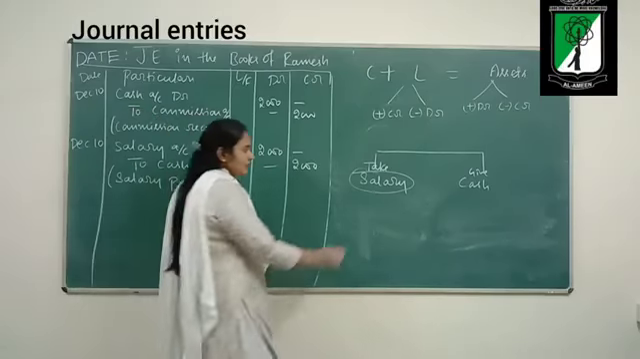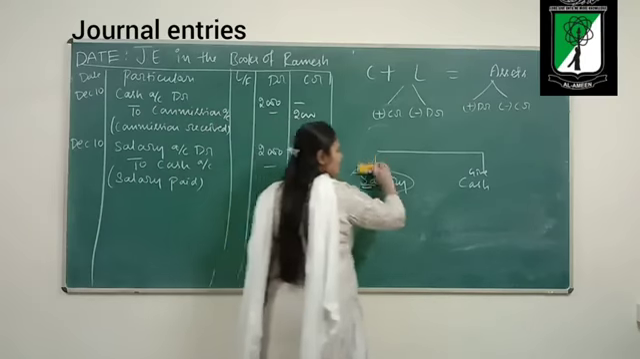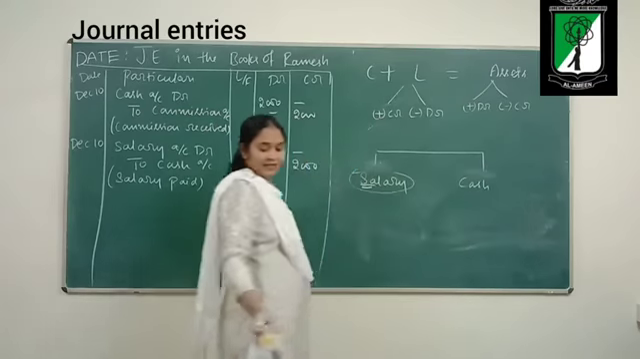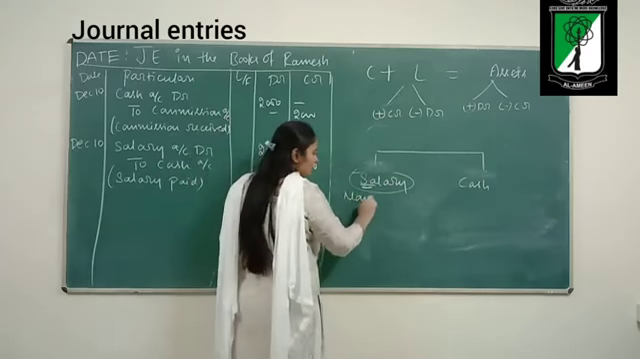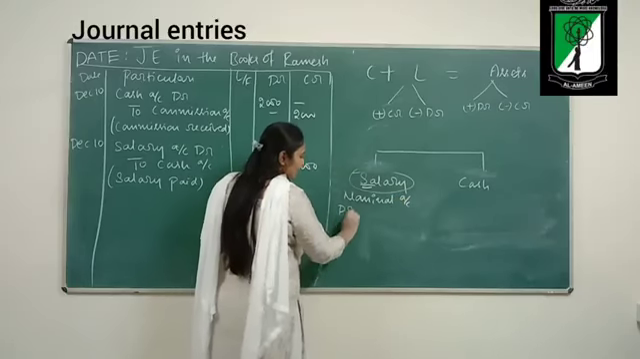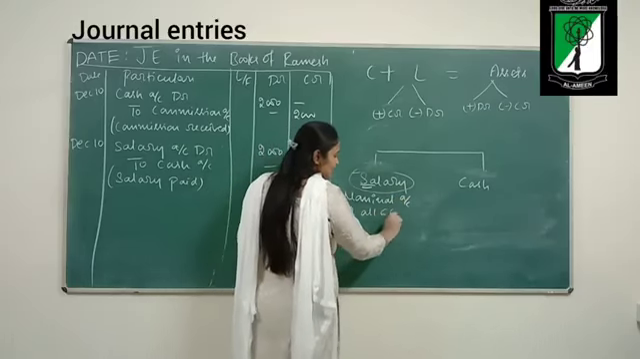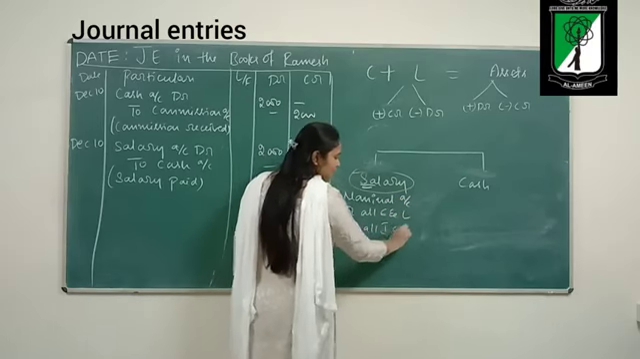Now here, salary is an expense. The type of accounts which are affected is salary and cash. Salary is an expense. Which account rule? Nominal account rule. What does nominal account tell? Debit all expenses and losses, credit all incomes and gains.